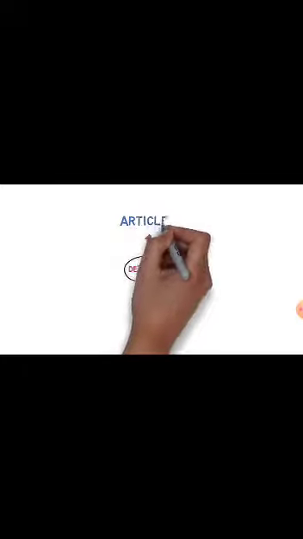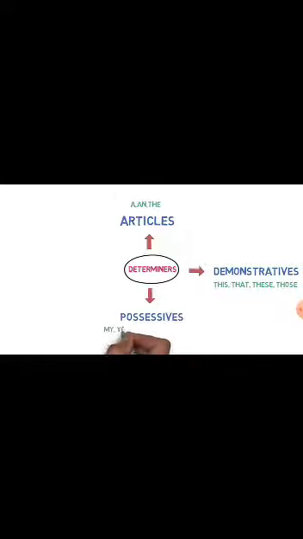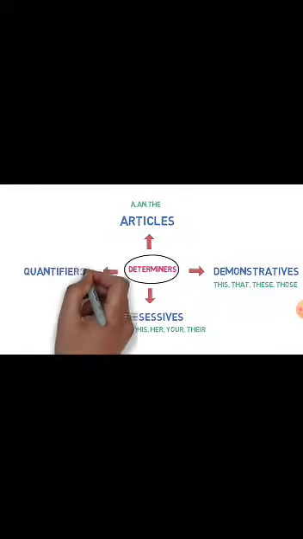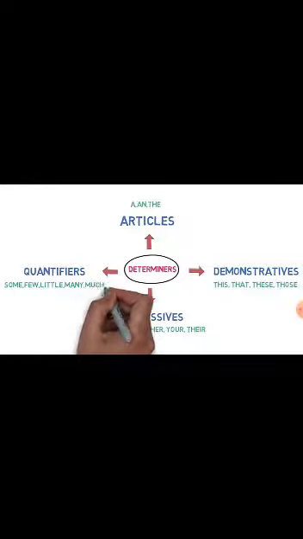First, articles, which are a, an, the. Second, demonstratives, which are words like this, that, these, those. Third, possessives, which are words like my, your, his, her, our, their. And fourth, quantifiers, which are words like some, few, little, many, much, any. Now, let's have two examples of each type to make you clear about them.